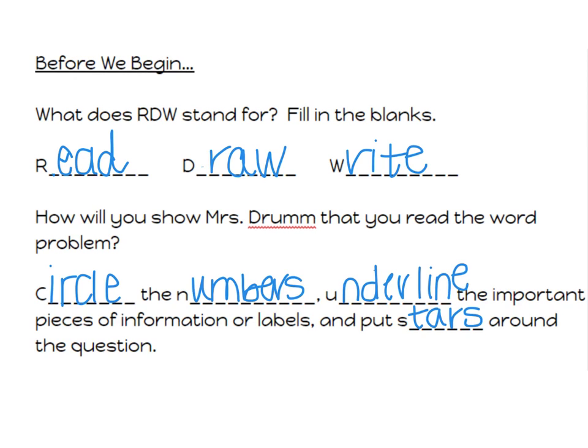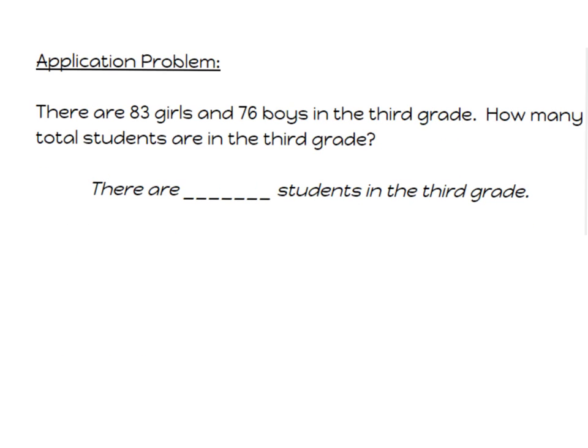Let's look at our application problem. It says there are 83 girls and 76 boys in the third grade. How many total students are in the third grade? To show Mrs. Drum that we read the problem, we need to circle the number 83, underline girls, circle 76, underline boys. Then we need to put stars around the question.